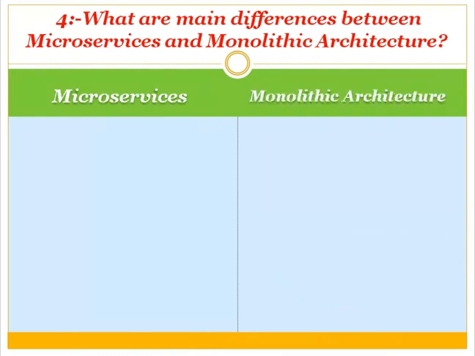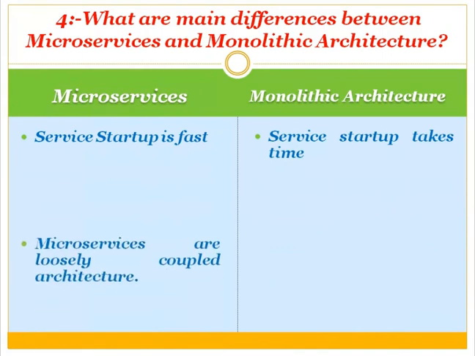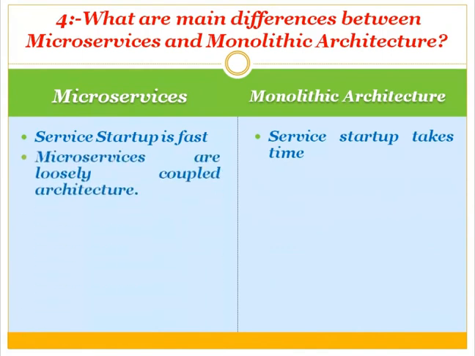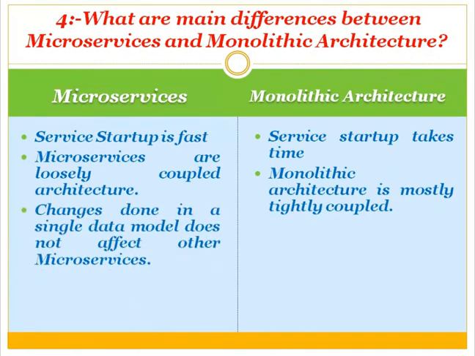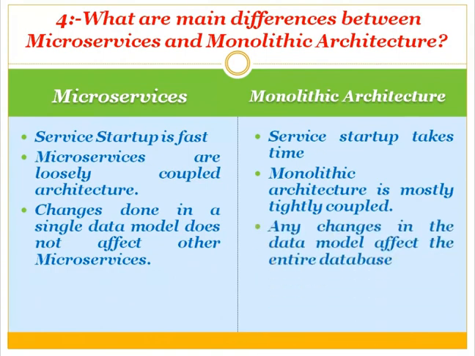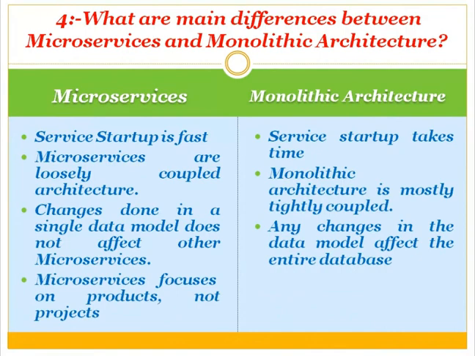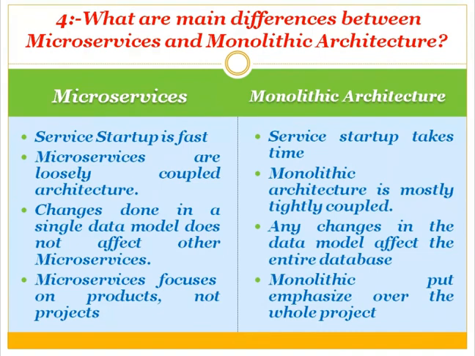What are the main differences between microservices and monolithic architecture? In microservices, service startup is fast, and in monolithic architecture, service startup takes much more time, so it is slower. Another one is that microservices are a loosely coupled architecture, but monolithic applications are tightly coupled. Changes done in a single data model do not affect other microservices, whereas in monolithic architecture, any change in the data model affects the entire database. Microservices focus on products, not projects, but monolithic puts emphasis on the whole project.